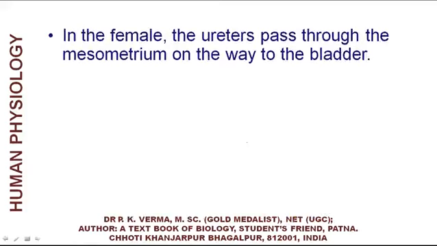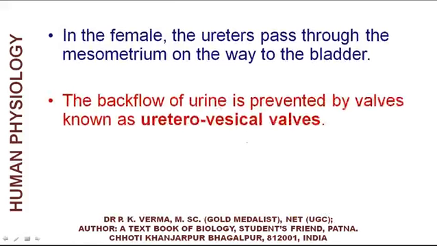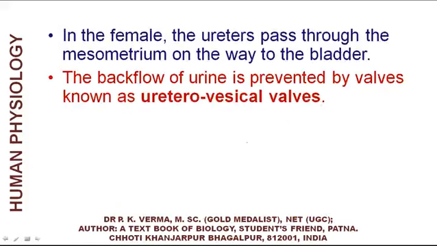In the females, the ureters pass through the mesometrium of uterus on the way to the bladder. The backflow of urine is prevented by a valve in between ureter and the urinary bladder. This valve is known as ureterovesical valve. When this valve is closed, urine cannot pass back to kidney. It is unidirectional, kidney to urinary bladder, not from urinary bladder to kidney.